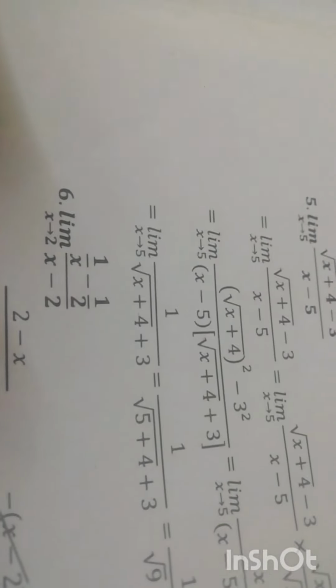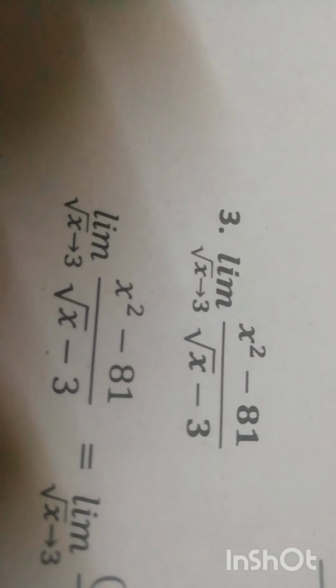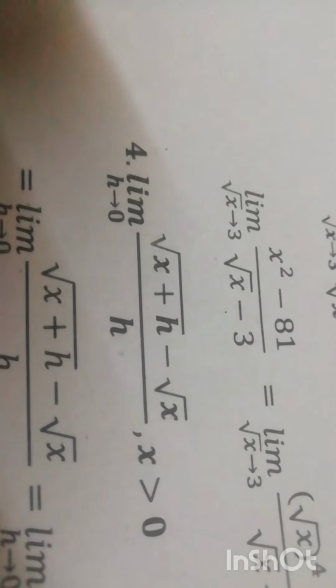Okay, so now we can discuss sum number 1. What is sum number 1? x power 4 minus 16 divided by x minus 2. What is sum number 2? x power m minus 1 divided by x power n minus 1. What is sum number 3? x square minus 81 divided by root x minus 3. What is sum number 4? Root of (x plus h) minus root x, divided by h.